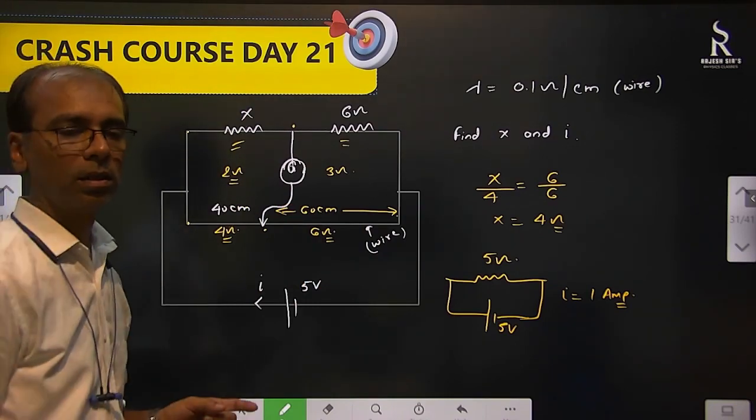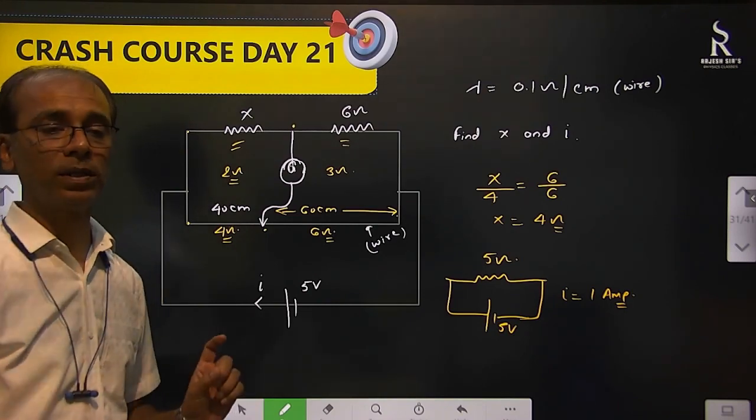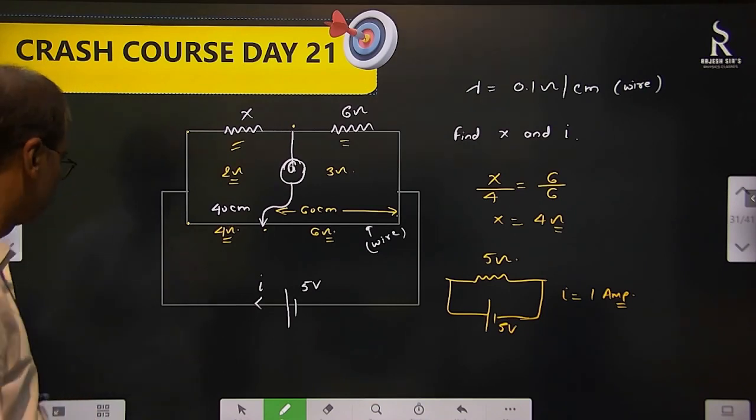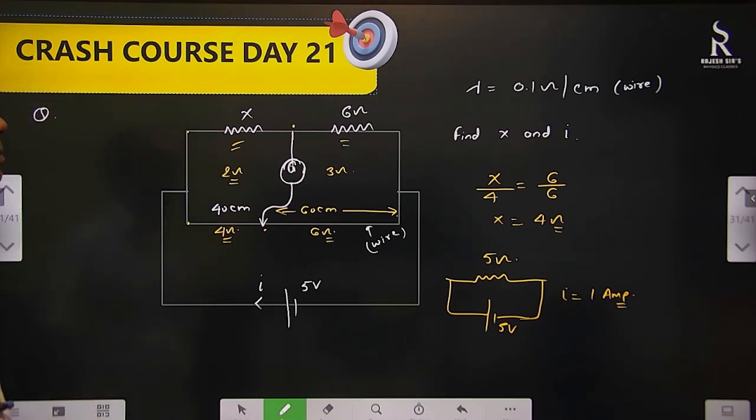Ammeter, voltmeter, this we will study in magnetism. Okay, next chapter. Scan the code so that you can get the notes. Tomorrow morning we will have class as usual.